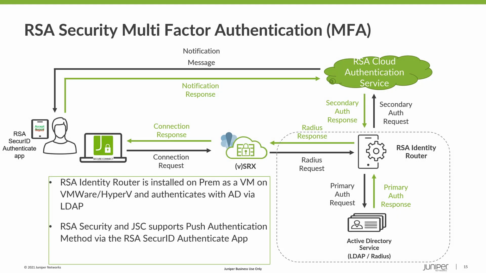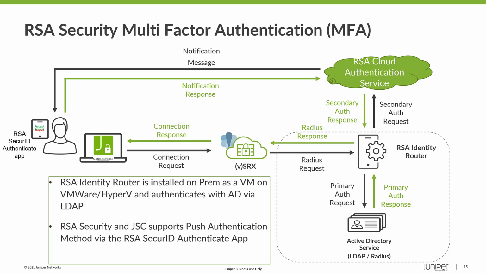Welcome to this demo on Juniper Secure Connect and RSA multi-factor authentication. For this demo today, we have an SRX, which is configured to use Radius to talk to the RSA Identity Router. The RSA Identity Router is a small, lightweight VM that's available from RSA to facilitate communications between Radius, Active Directory, and the cloud for push notification.